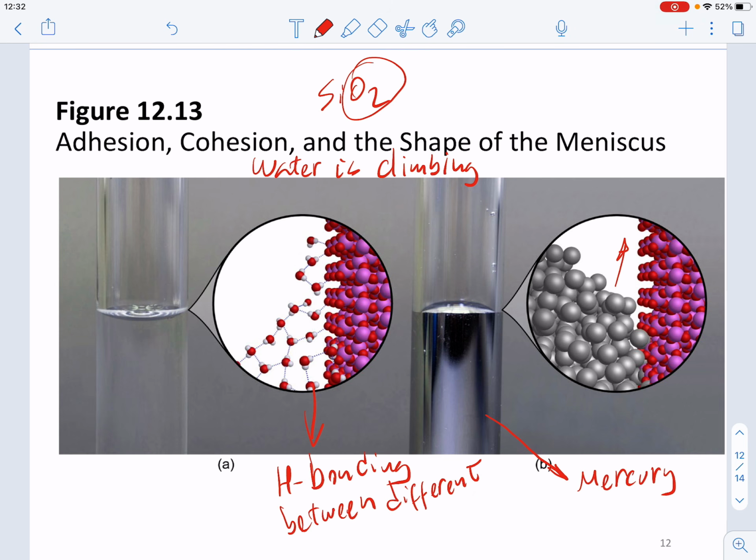Therefore, the end result here is to demonstrate the shape of this meniscus, and the meniscus is the shape of the surface of that liquid when you put it in a tube. So for water it is concave, and for mercury it is convex. Okay, so they have different shapes. That's it.